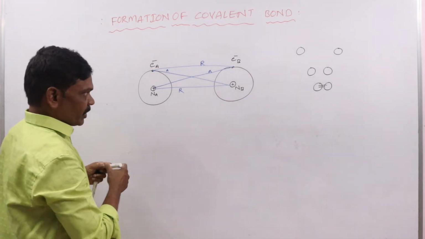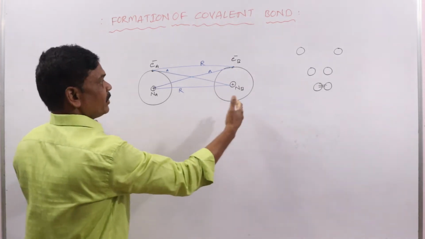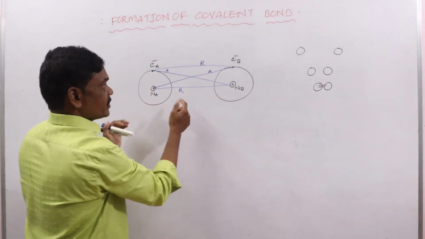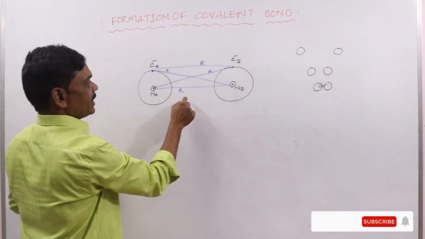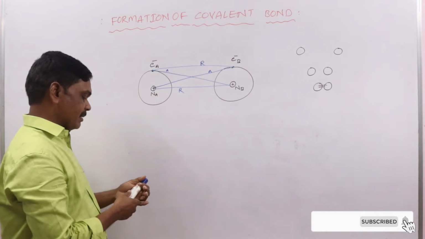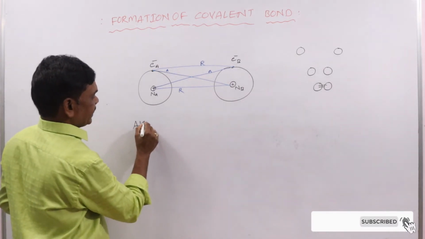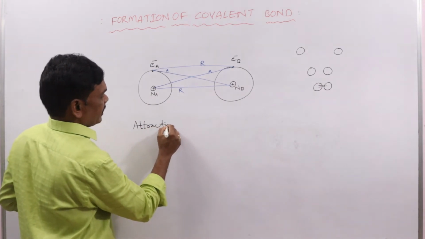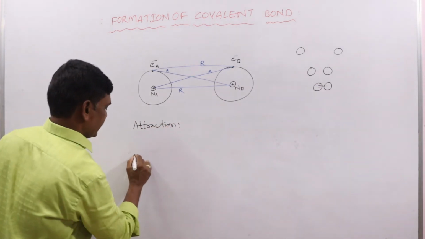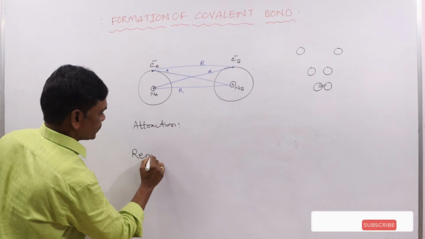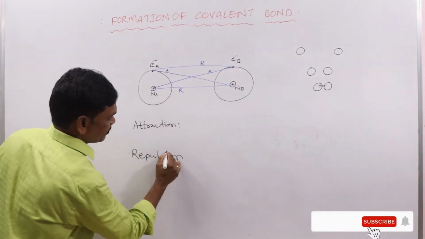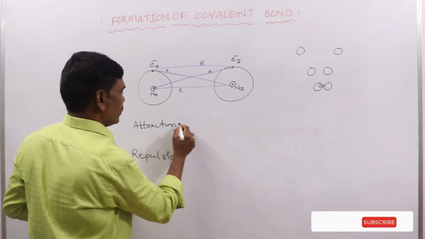So during the formation of a bond, when two atoms approach each other, attractive forces and repulsive forces act on the atoms. First, I am writing attractive forces, or attraction forces. Second, repulsion forces, or repulsive forces.